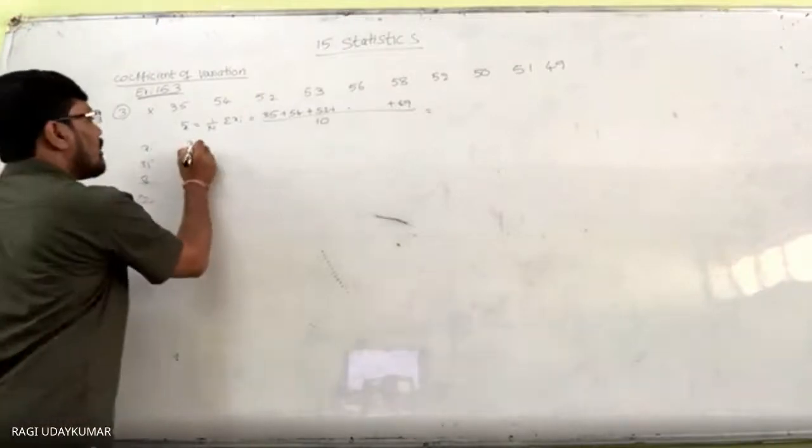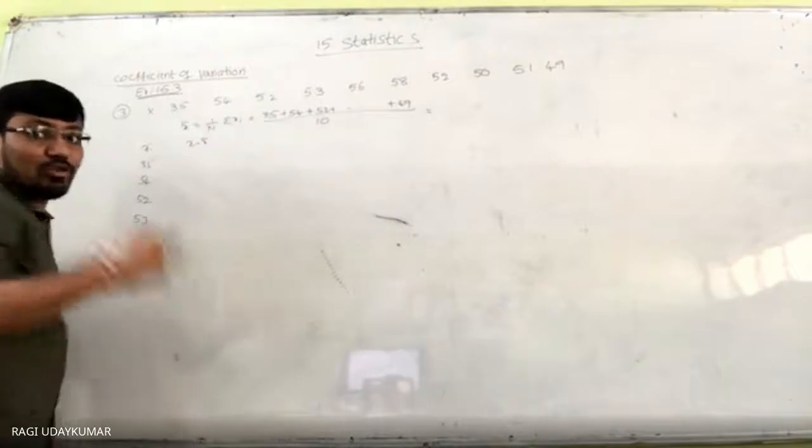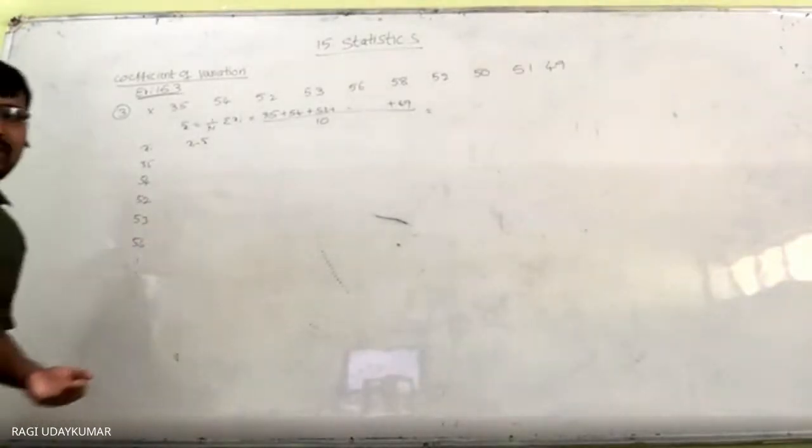So for this, you need to find out xi minus x bar. Whatever x bar you are getting, that should be subtracted. I told you this at the starting of the class, whenever we discussed the variance.